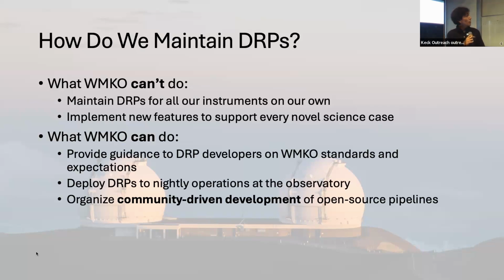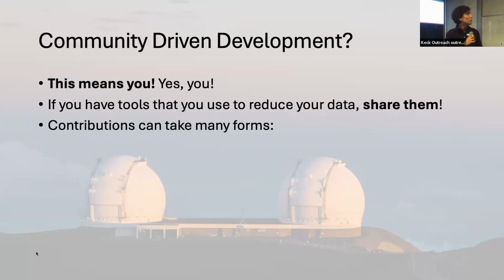We can deploy DRPs to nightly operations at the observatory, so that gets us to our goal of having reduced data in the archive for all of our instruments. And a key piece is we can organize community-driven development of open source pipelines. So what is community-driven development?